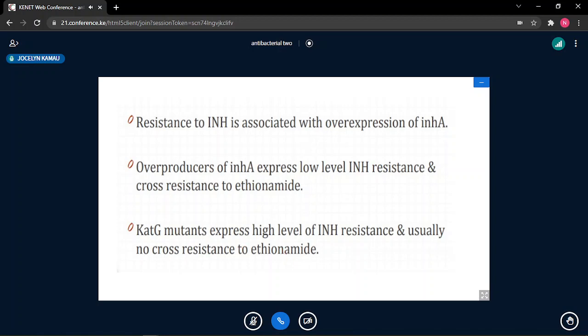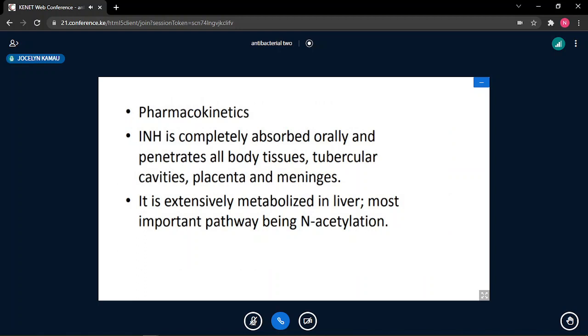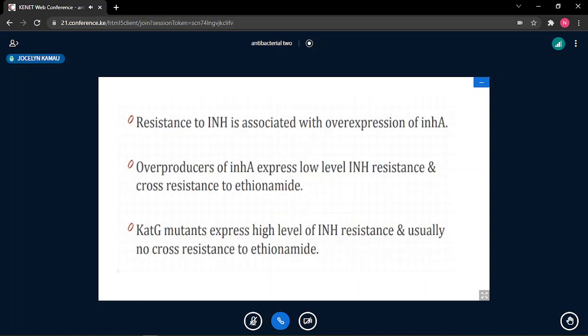And I think that was my last slide on INH. Any questions? So in other words, we are saying resistance can be mainly two-way. You can have resistance by overexpression, or you can have resistance by getting a peroxidase that does not act on the INH, does not activate it to the isonicotinic acid radical, and therefore no activity. So those are the two main ways of resistance.